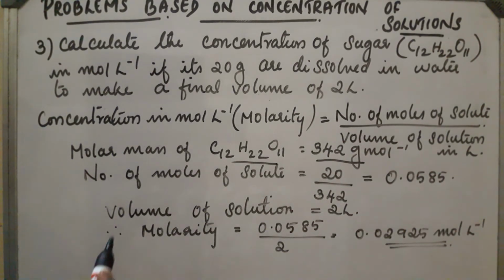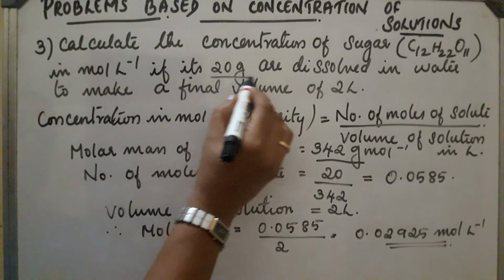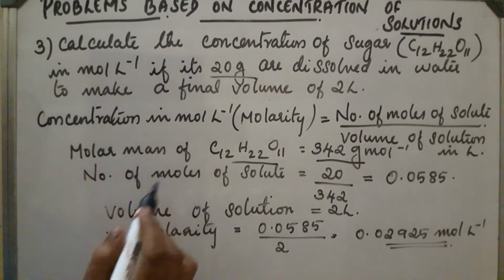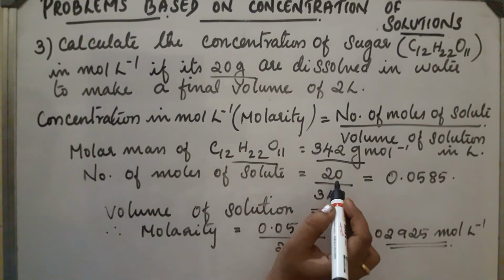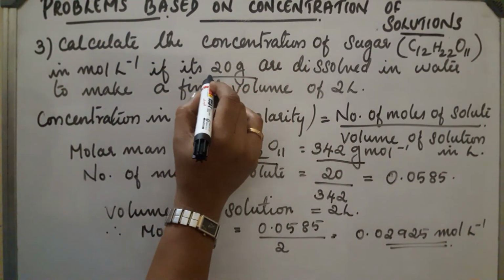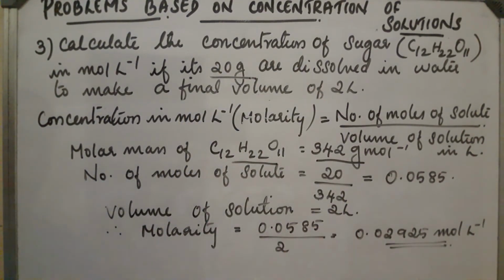The mass of the solute is given, 20 gram dissolved in water. So the number of moles of solute is the given mass, 20 gram, divided by its molar mass, and the answer is 0.0585. Next, molarity is the number of moles of solute divided by the volume of the solution in liter. The final volume is given as 2 liter, so the volume of the solution is 2 liter.